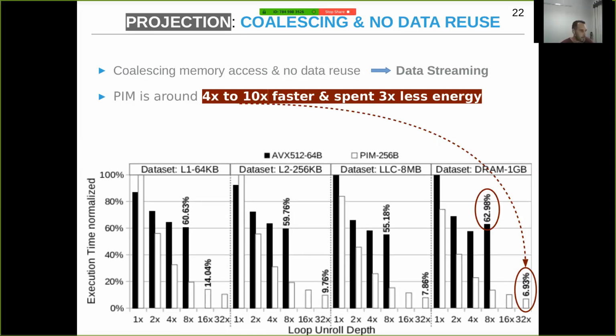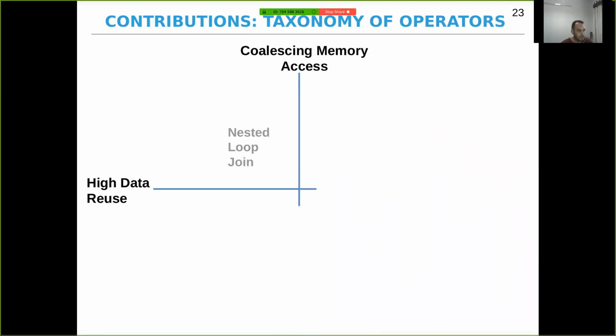Okay. In another experiment, we analyzed the nested loop join algorithm with coalescing memory access and high data reuse. And we chose to analyze this algorithm because it resembles the data access pattern of matrix multiplication, linear transformation, and some machine learning algorithms. And our analysis of the nested loop join can add useful insights to that range of applications.